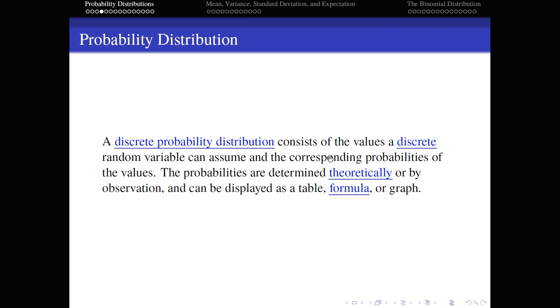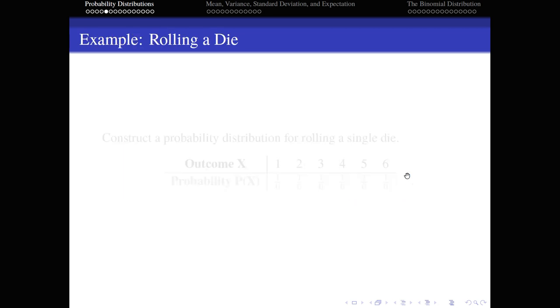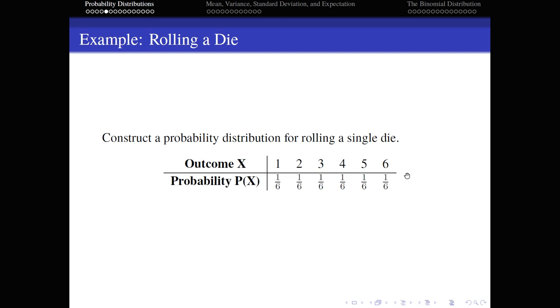These discrete probability distributions, as you're noticing, are determined by theory. We call this classical probability. We can display these as a table as we've been doing, but we could also use a formula or a graph, and actually in a couple slides we'll look at an example with a graph. To see these for some common cases, remember to not overthink these.